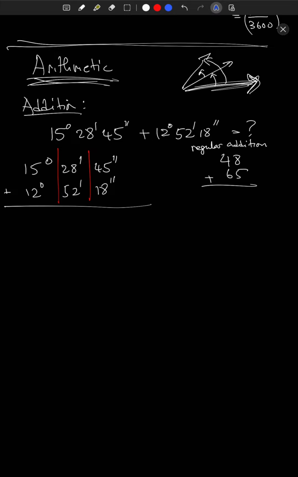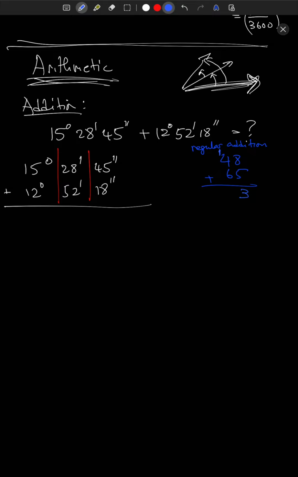Let me just do that in a different color just to emphasize. So we have regular addition here. So how do we do this in regular addition? 8 plus 5 is 13, right? But we don't put 13 there because 13 is bigger than 10, right? And anytime we have 10s, we kind of give them to the other column. So what we do is we actually keep this 3 here, and then we give the 1 to the other side, right? That 1 representing actually 10, okay?